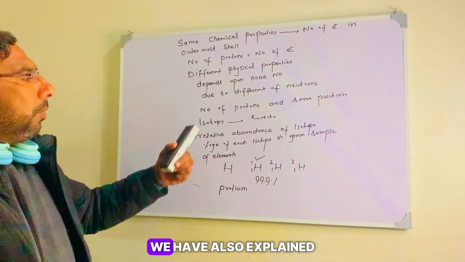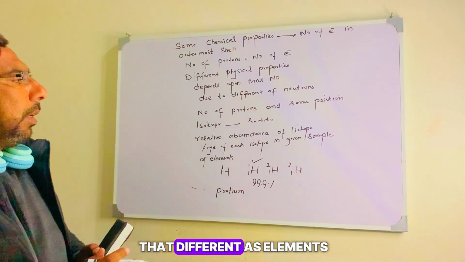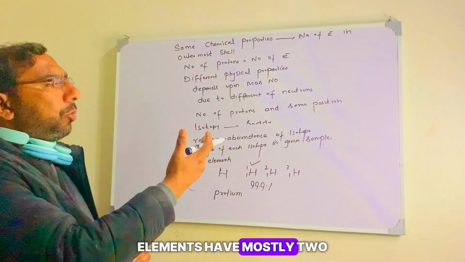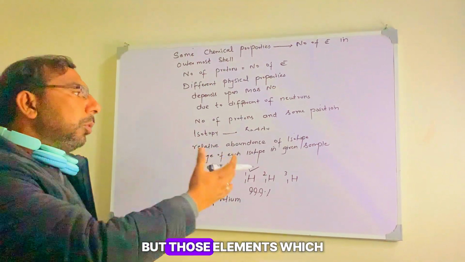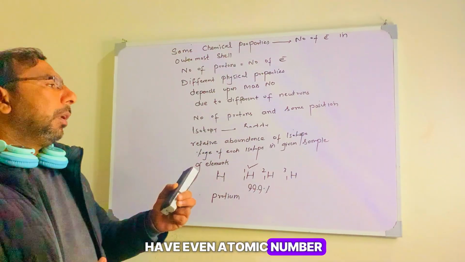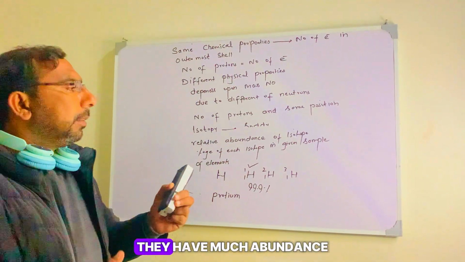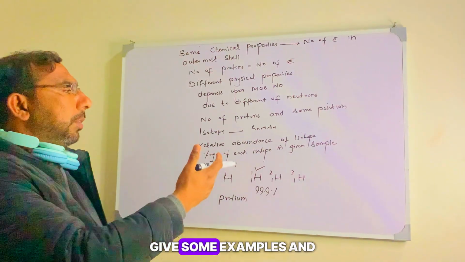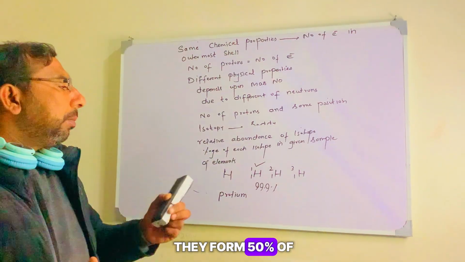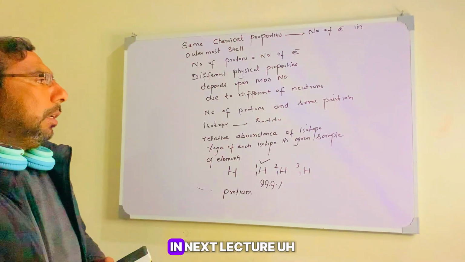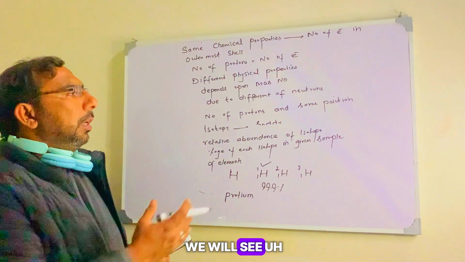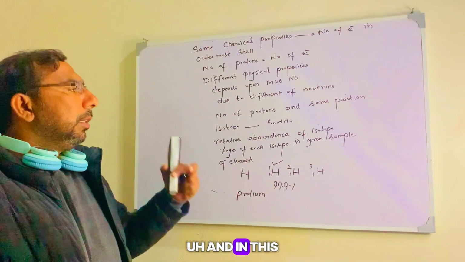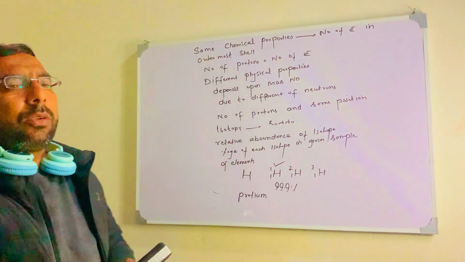So at the last, we have also explained that different elements have different isotopes. Odd atomic number elements mostly have two stable isotopes, but those elements which have an even atomic number and even atomic masses have much abundance of isotopes. Like we have given some examples, and they form 50% of the Earth's crust. In the next lecture, we will see how we can determine their relative abundance. And in this lecture, we have learned about isotopes.